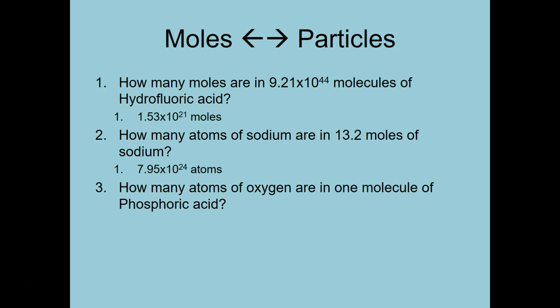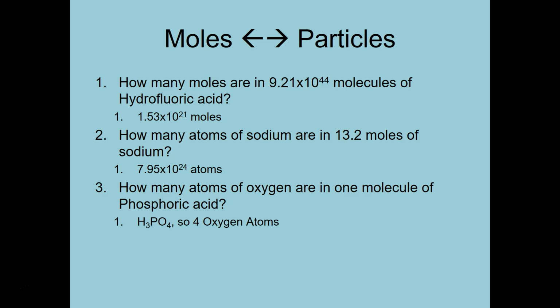How many atoms of oxygen are in 1 mole of phosphoric acid? Now, before you just start calculating, think about what the question is asking you. How many atoms of oxygen are in 1 molecule of phosphoric acid? Pause the video and come back when you have your answer. So you should have got that phosphoric acid is H3PO4, which means it has 4 oxygen atoms to answer the question.